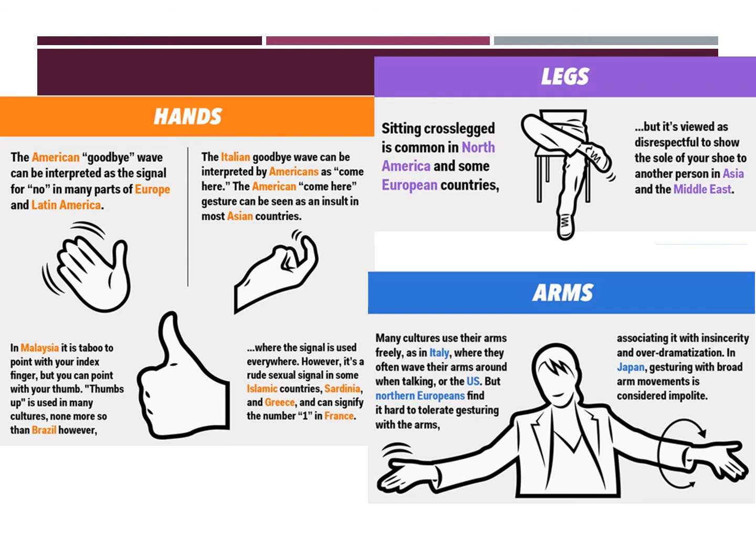Now, sitting cross-legged is really common in North America and European countries. We certainly do it a lot here, but it's viewed as disrespectful to show the sole of your shoe to another person in Asia and the Middle East.